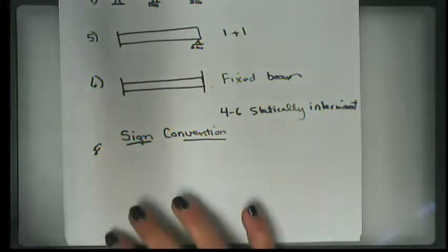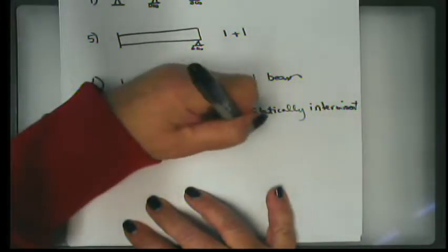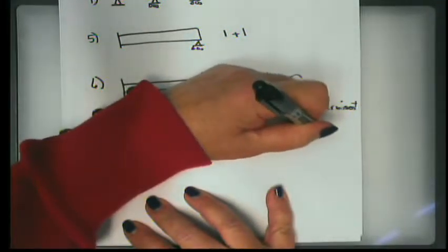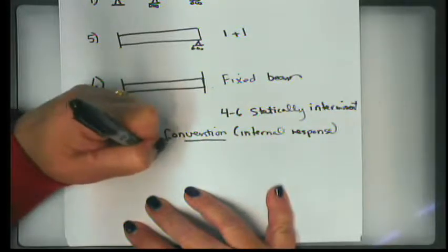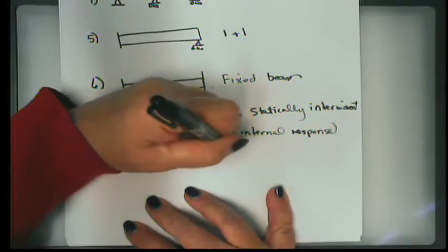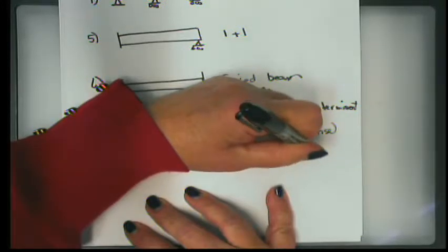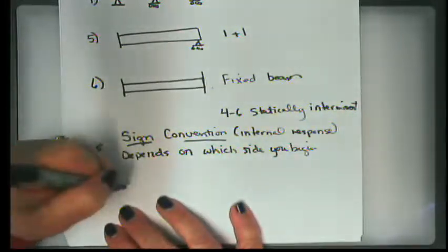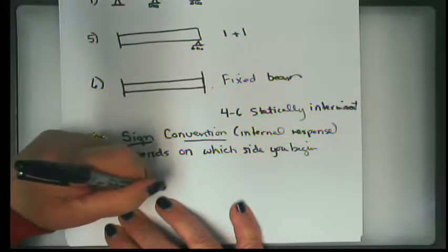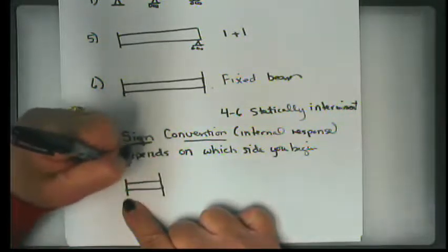Okay? So the sign convention depends upon, we're talking about this internal response. Okay? It depends on which side of the beam you begin on. Okay? So, if you have, for example, a situation where you look at a beam that's cantilevered and you cut it on the right.